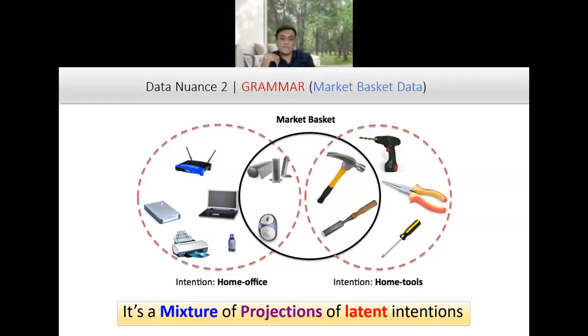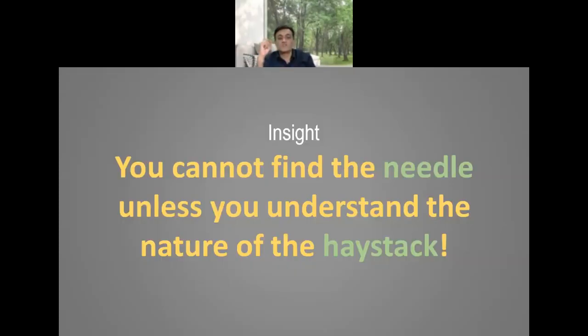If I'm from physics, and if I'm collecting some data for a physics related problem, I may need to think of this sort of aspects in data also. Here there is an example of a completely electronic product and some machine home tools. But market basket data says that it is a combination of these two, and it is a different projection of the data. So the insight from these slides is that you cannot find the needle unless you understand the nature of the haystack. That is very important. You need to understand the needle, you need to understand the haystack. Otherwise it would not be a needle for you.